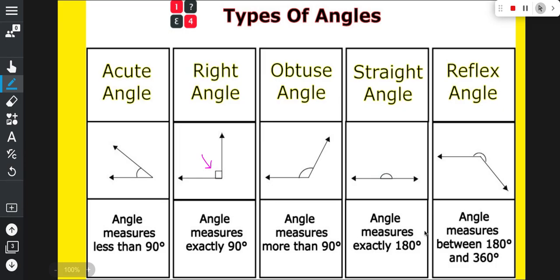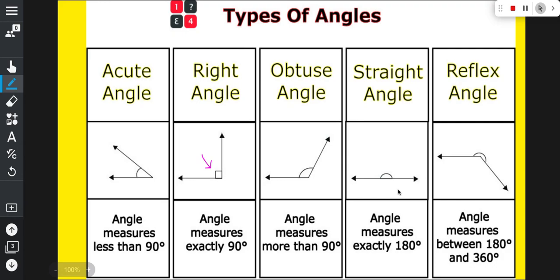The next one on our list is obtuse. And I always like to say this one, kind of like a tuba with a big booming voice. I always say obtuse because it is very big. This is an angle that measures more than 90 degrees.